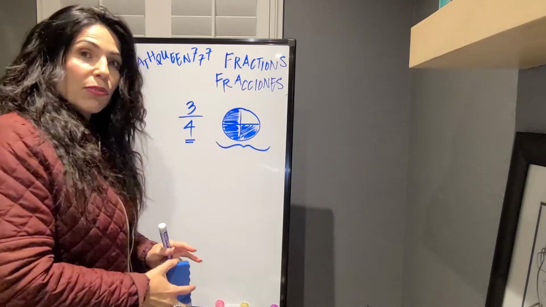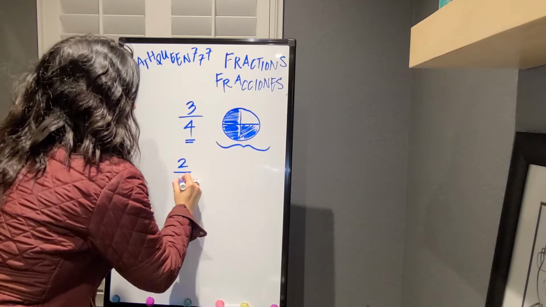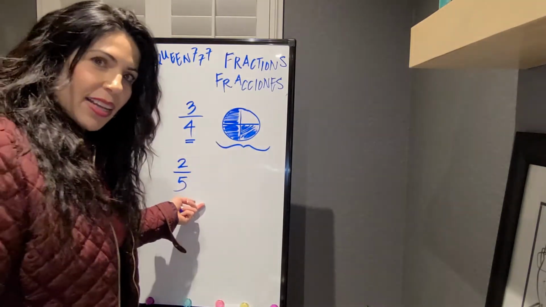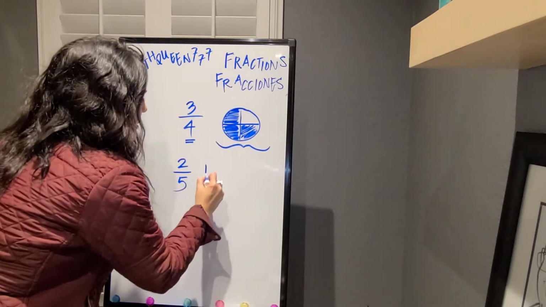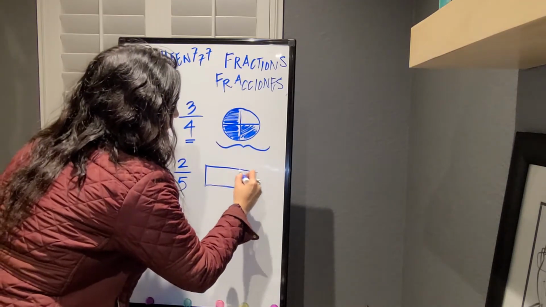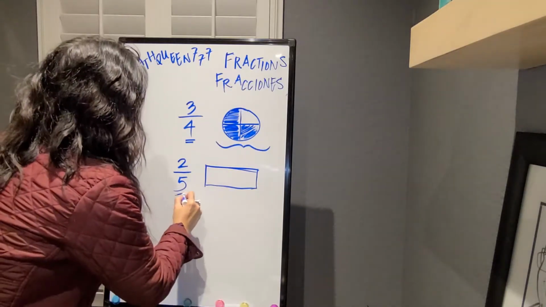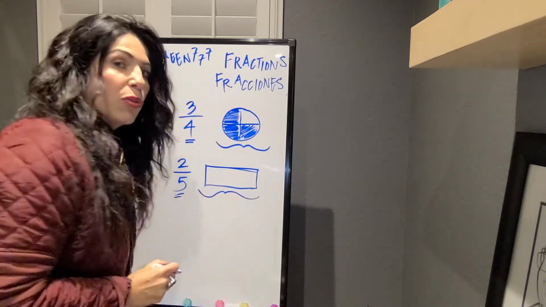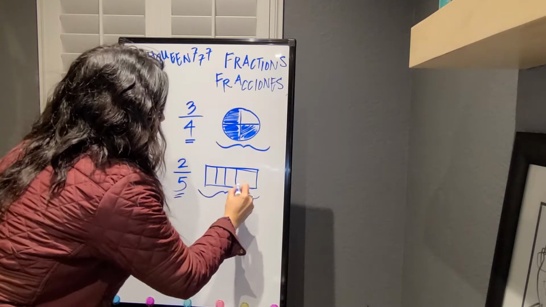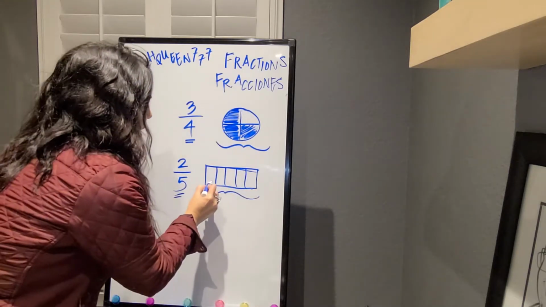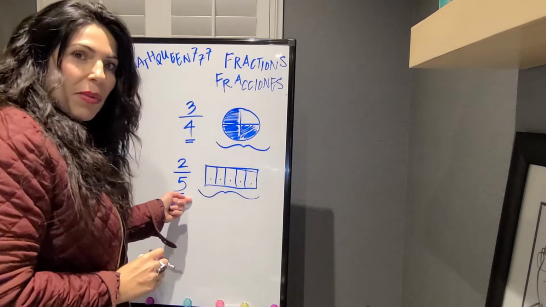Now let's try a different problem. Vamos a usar otro ejemplo. Now, what if I have 2/5? ¿Qué tal si tengo este problema de 2/5? So let's go ahead and draw a rectangle in this case. Voy a dibujar un rectángulo y lo voy a dividir en 5 pedazos. So I'm going to divide this into 5 pieces. So 1, 2, 3, 4, 5. So now I have 5 pieces, 1, 2, 3, 4, and 5, representing my denominator.